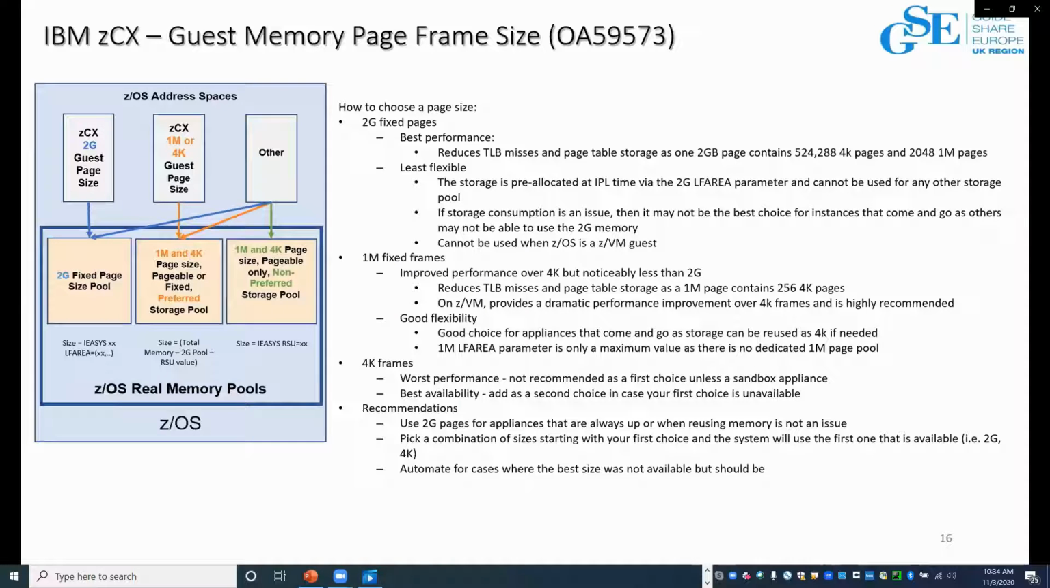I also recommend that you automate to the messages that zCX puts out, the message that it puts out when it can't get the page frame size that you wanted. So for instance, if you did 2 gig, 4K and you couldn't get 2 gig, you want to know, because that means you're not getting the performance that you wanted to get, even though the appliance is up. So for availability, that's great, use 4K, but you're not getting your performance, you didn't do proper planning, or the world's complicated. It could be that when you started it, there were others that you didn't know were going to be there and you didn't have enough memory.